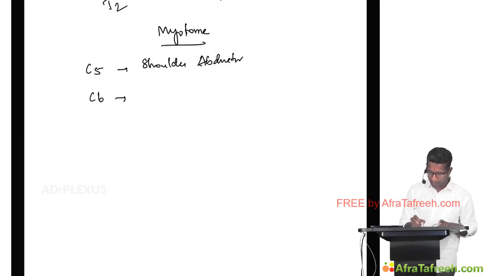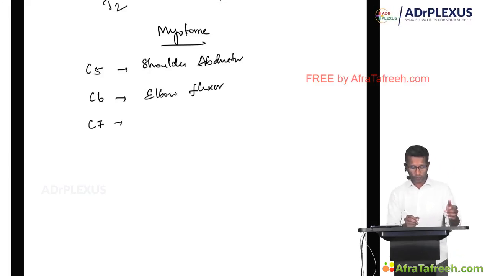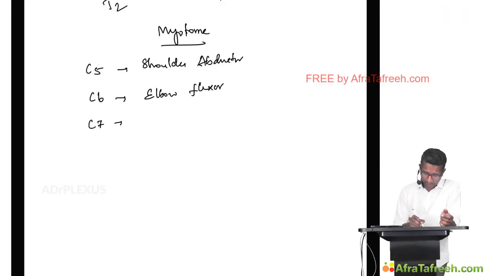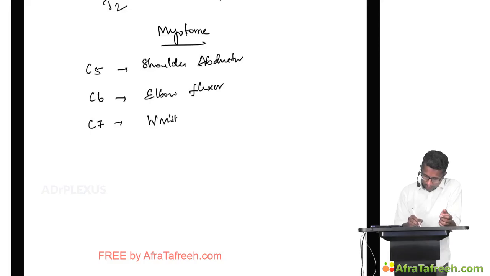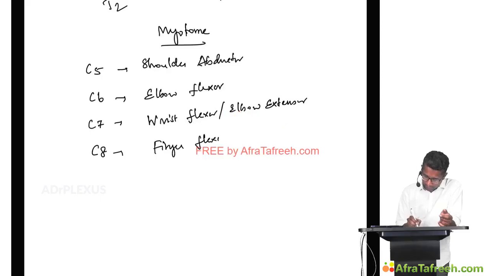C6 is the elbow flexors. C7 is the wrist flexors and the elbow extensors. C8 is the finger flexors, and T1 is the finger abductors.